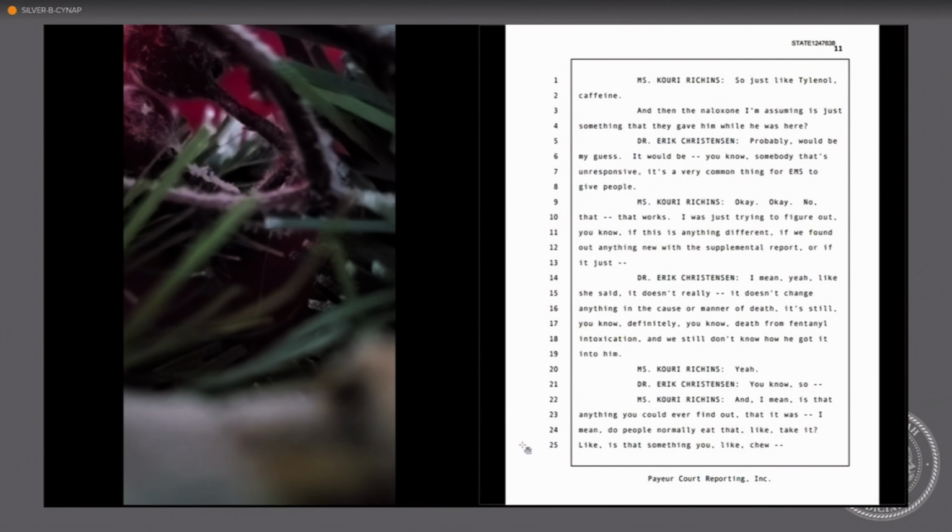Okay, that works. I was just trying to figure out if this is anything different, if we found out anything new with this stuff.